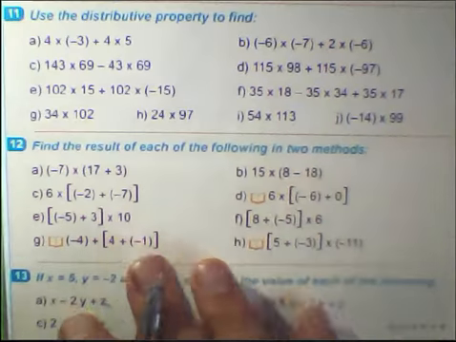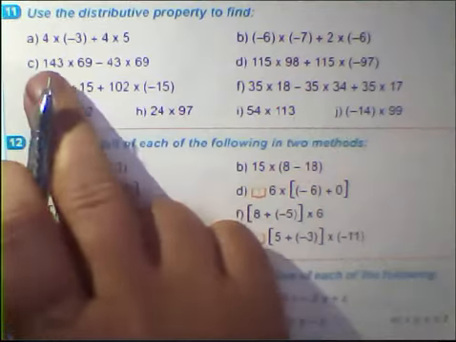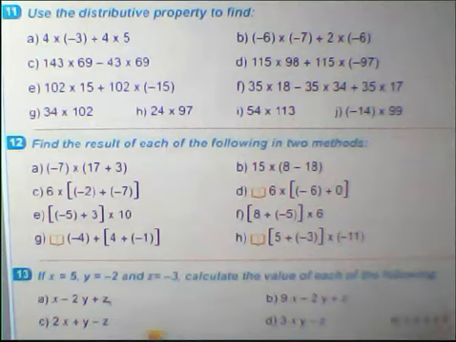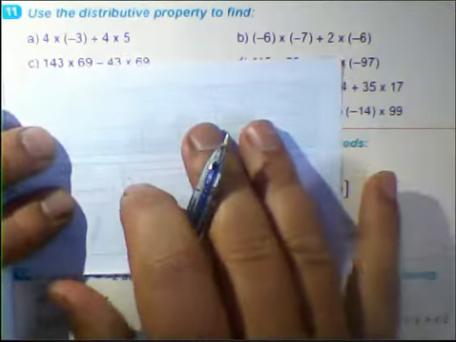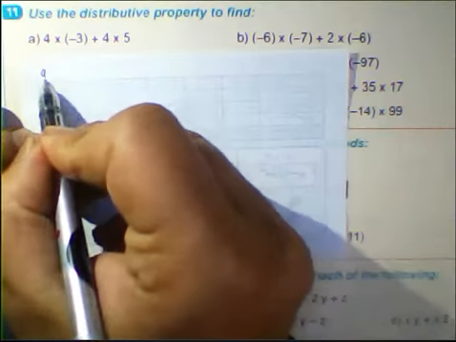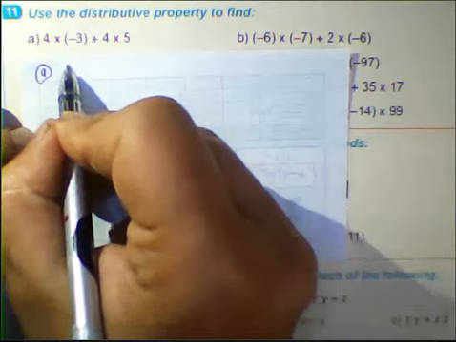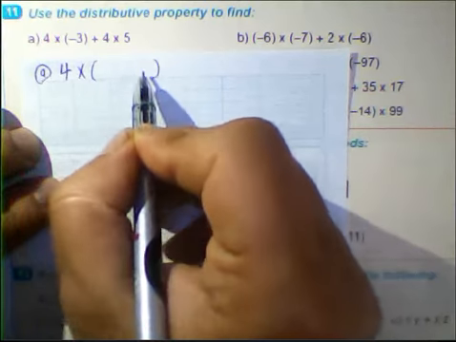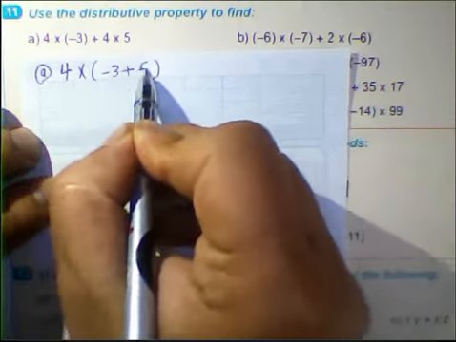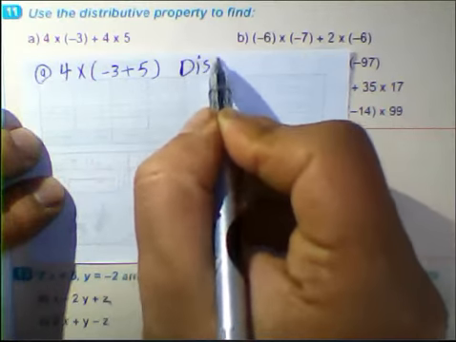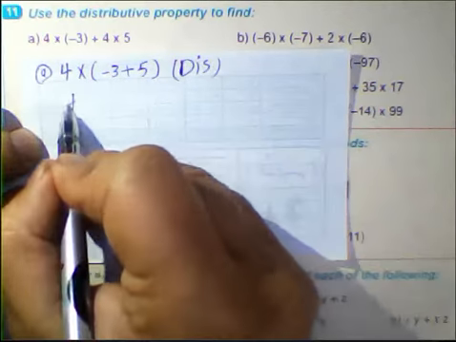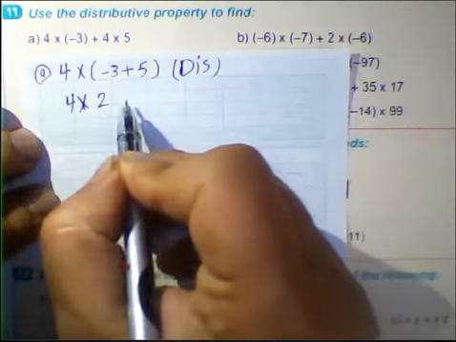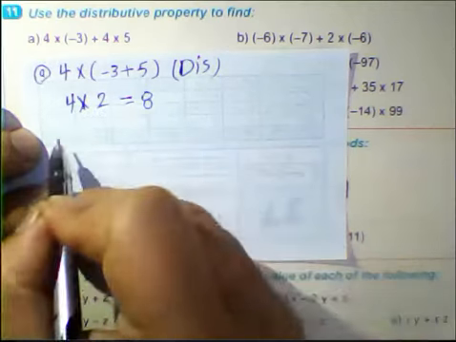Question 11. Use the distributive property to find 4 times negative 3 plus 4 times 5. We can write 4 out and in parentheses negative 3 plus 5. We can use the distributive property. 4 times negative 3 plus 5 equals 2, so 4 times 2 equals 8.